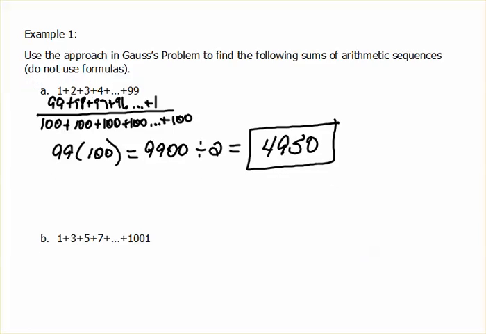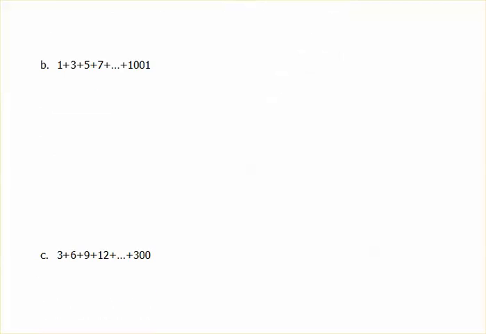Okay, now let's try one that's maybe just a little bit more challenging. In this one, we have 1 plus 3 plus 5 plus 7 plus on and on and on, all the way up to 1001. So first of all, let's try to figure out what's going on in this problem. This is an arithmetic sequence because we're going up by the same amount each time. We're actually adding 2 to get from one number to the next, and then adding 2 to get to the next one, and so on and so forth. So this is an arithmetic problem.